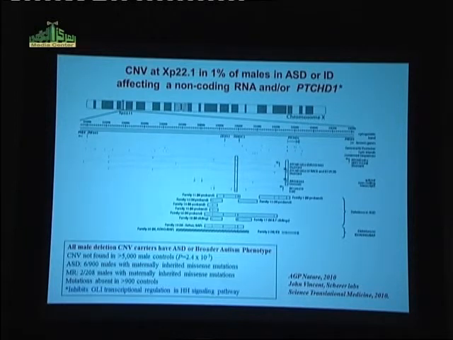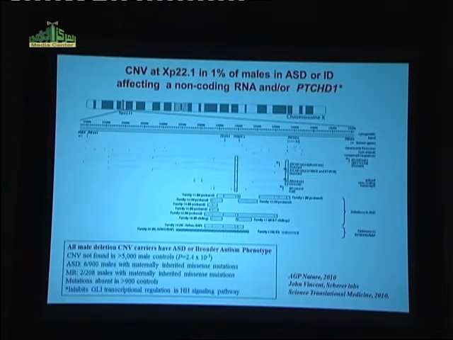So if you have a deletion anywhere in this 1 megabase region on the X chromosome, Xp22.1, and you're a male, most of these changes are inherited from unaffected females. Again, you'll be somewhere on the autism spectrum or have intellectual disability.